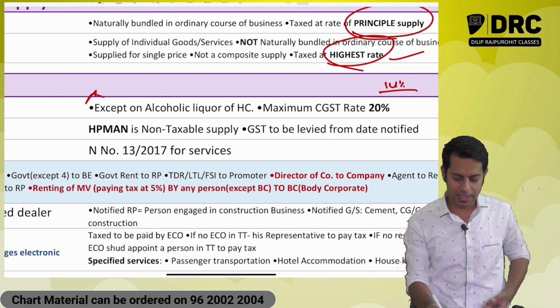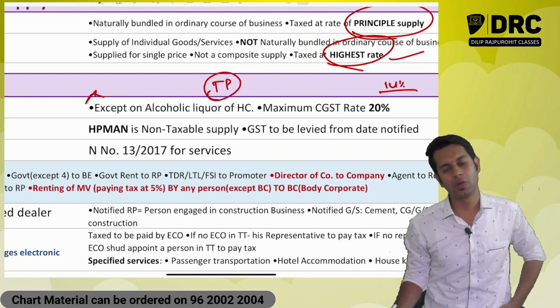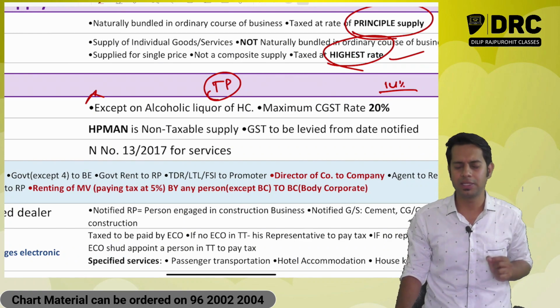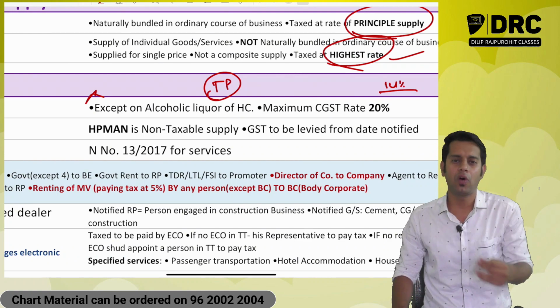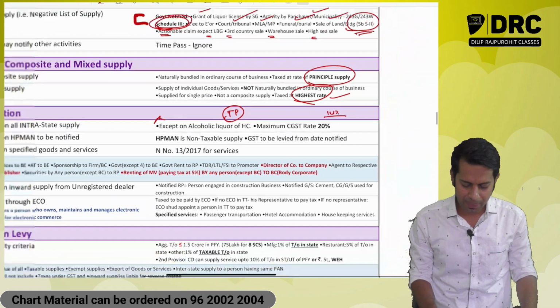Who should pay these taxes? The taxable person has to pay the taxes. Sir, what do you mean by a taxable person? Taxable person means a person who is registered or liable for registration under section 22 or section 24.